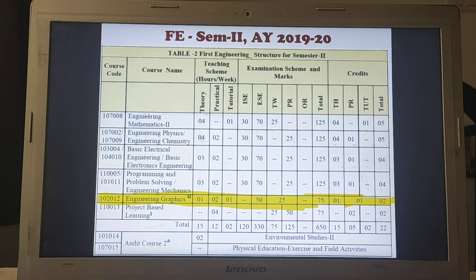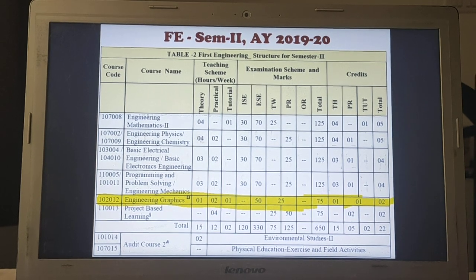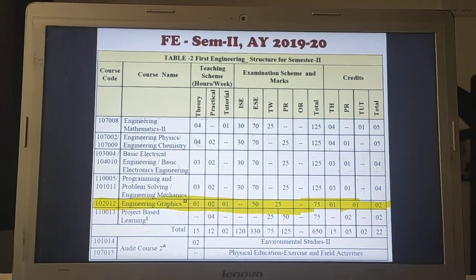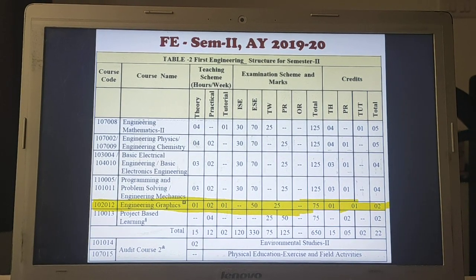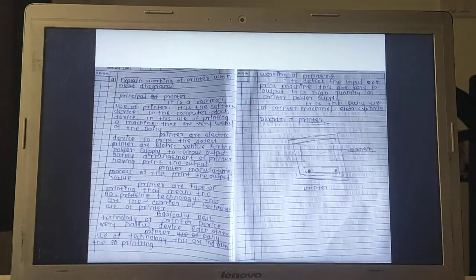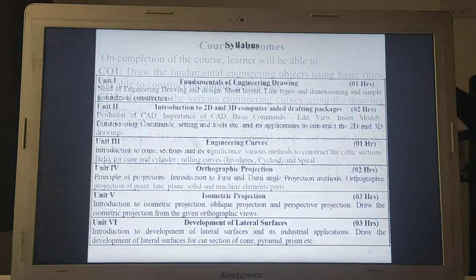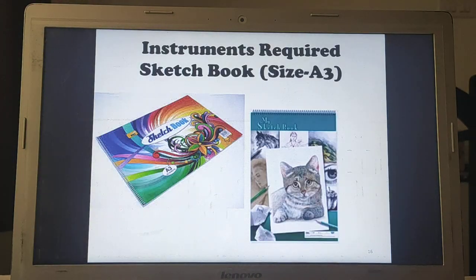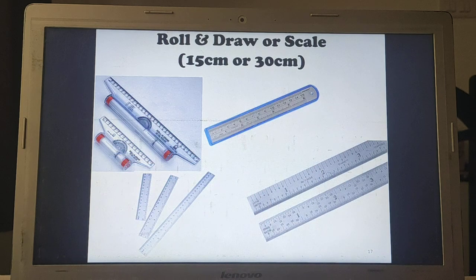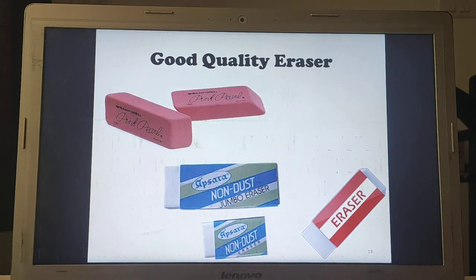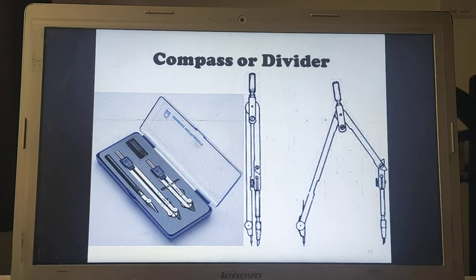Hello friends, now we will see the next revision. We will do a revision of our next unit, which is nothing but the orthographics. So for that we will go through it. These are nothing but the instruments required, which we have discussed during our lecture sessions. So these are the instruments which you should have.